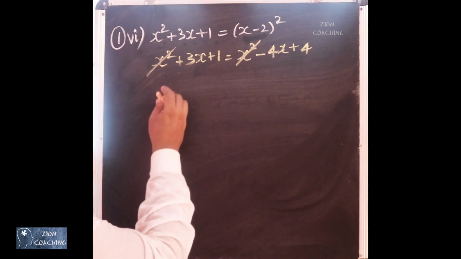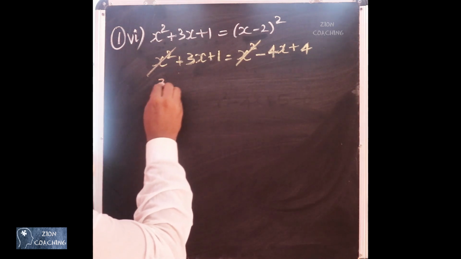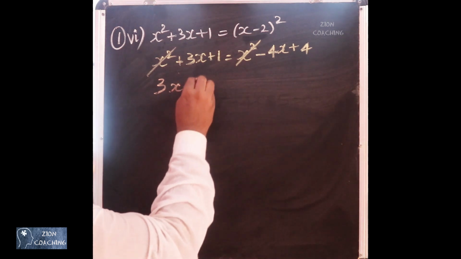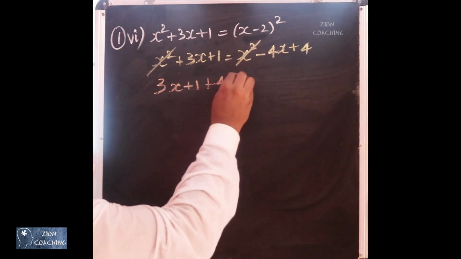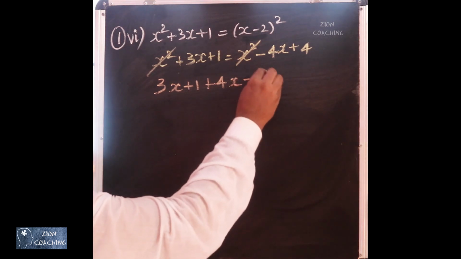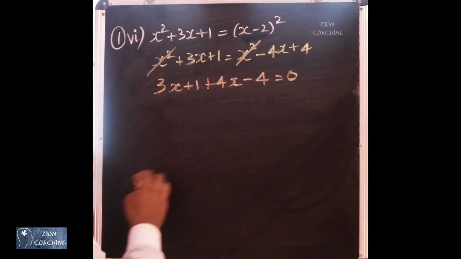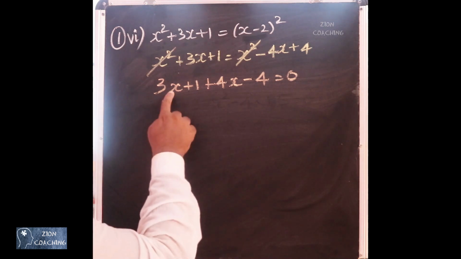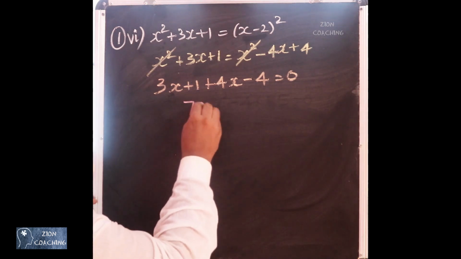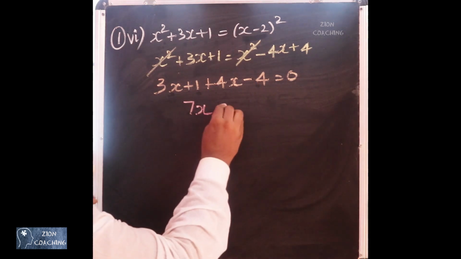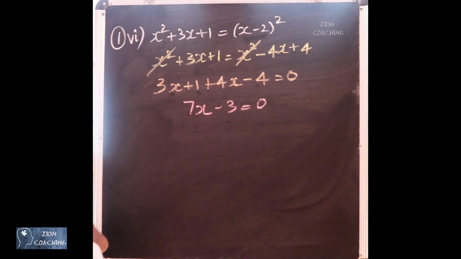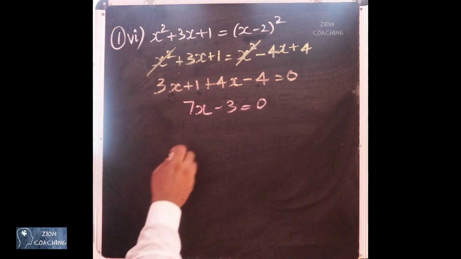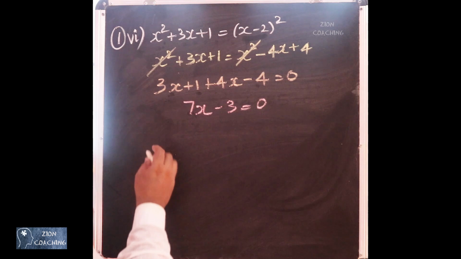Then we are going to bring the other terms to one single side. We already have 3x plus 1. When you bring minus 4x, it will become plus 4x. Plus 4 will become minus 4 equal to 0. Finally, we will have 3x plus 4x is 7x. 1 minus 4 is minus 3 equal to 0. In the final equation, the degree of the polynomial is 1. So, it is not a quadratic equation.